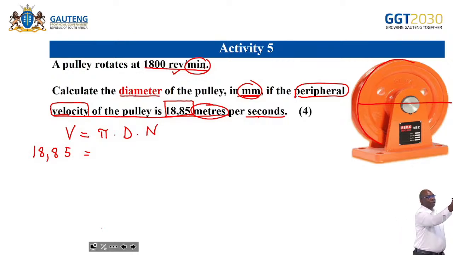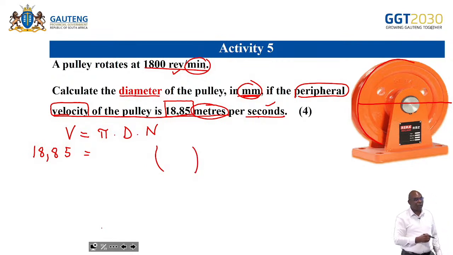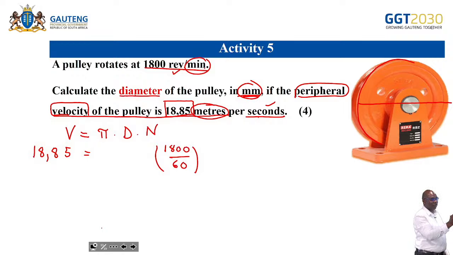Remember, that is in seconds. So which means that my revolutions there must also be in seconds. So I cannot write them in minutes. So how do I write them in seconds? It will be 1,800, and that is divided by 60. So multiply by the diameter, which we don't know, and then multiply by the pi.